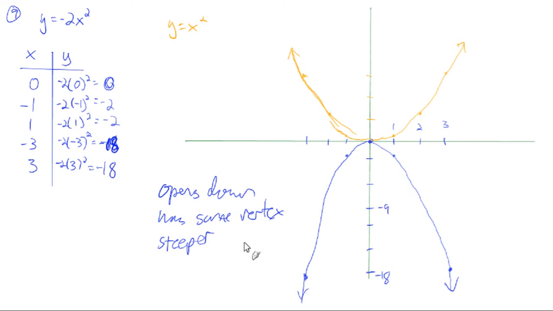I like the word steeper, not narrower. Because narrower draws your mind to a horizontal change, which could be argued that there was a horizontal change, but I think of it as vertical because this 2 here is changing the outputs. And so the outputs are vertical, and there you go. So, yeah, there's a graph and a comparison.